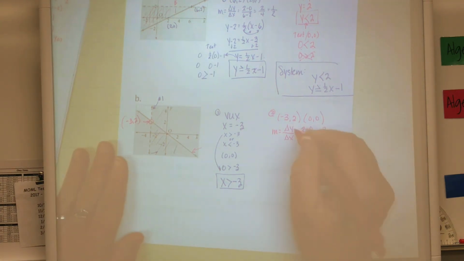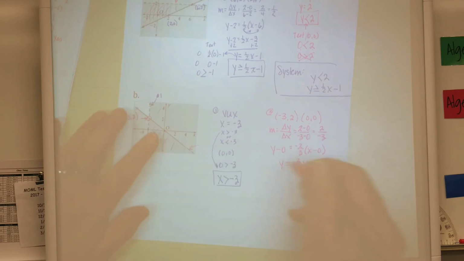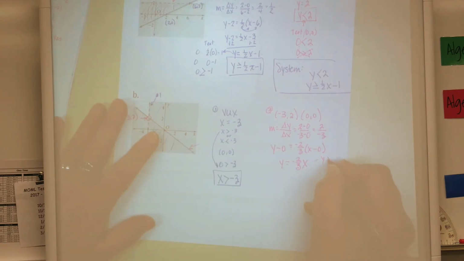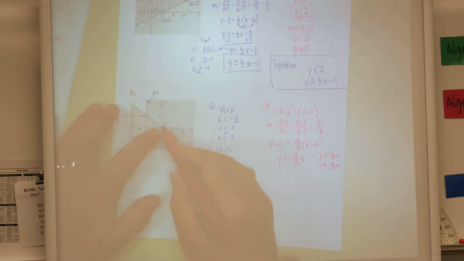I'm going to use my 0, 0 point. y minus my y value, which is 0, equals my slope, -2/3, times x minus my x value, which is 0. So I have y equals -2/3 x. Okay, so the equation of the line is y equals -2/3 x. This is a solid line, so it's either going to be y is greater than or equal to -2/3 x, or y is less than or equal to -2/3 x. It's going to be one of those two because it's an inequality. It's equal to because we've got the solid line.